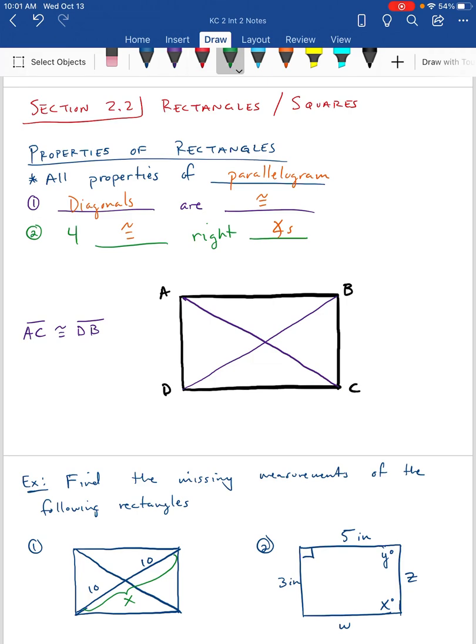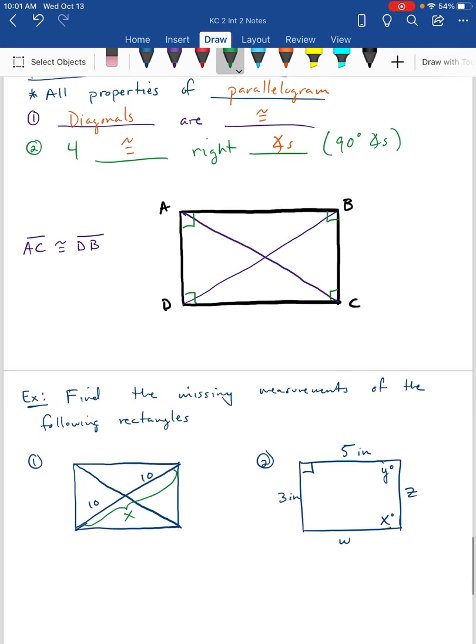And then the next one is the right angles, and all of these angles, angle A, angle B, angle C, and angle D are right angles. And remember, right angles are 90-degree angles. Okay, so we're going to go ahead and apply these properties. So we're going to find the missing measurements of the following rectangles.